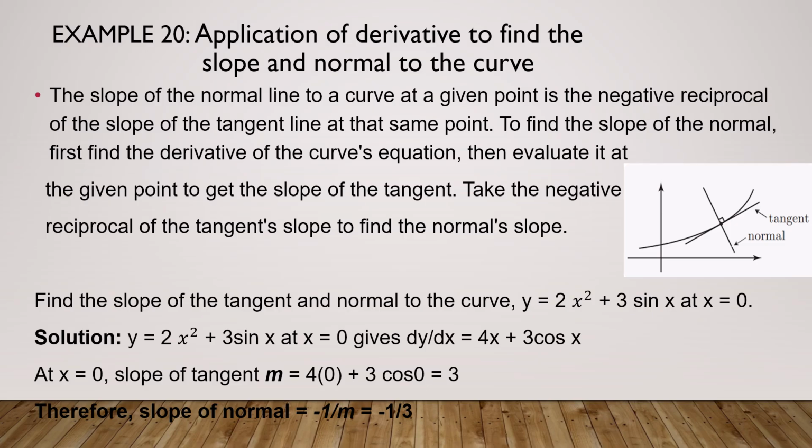That means, for example, if you have the curve y is equal to 2x square plus 3 sin x, and you want to find the slope of the tangent and normal to this curve at x is equal to 0, first of all you have your equation, find the derivative. So it is 4x plus 3 cos x. At x is equal to 0, this derivative is basically the slope of the tangent. Suppose that is m. You put x is equal to 0, so 4 into 0 plus 3 into cos 0. Cos 0 is 1, so this is 3. To find the slope of the normal, just take the negative reciprocal of m. That means minus 1 by m. So it is minus 1 by 3.